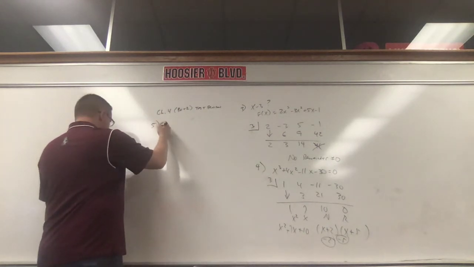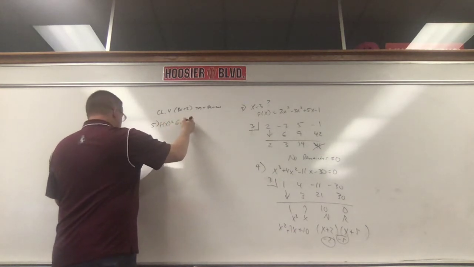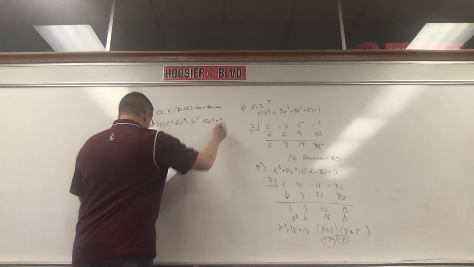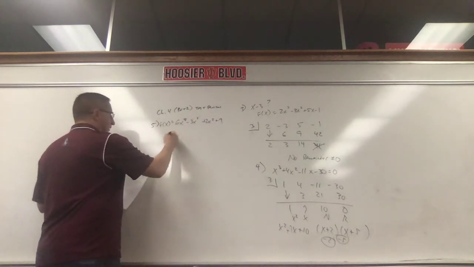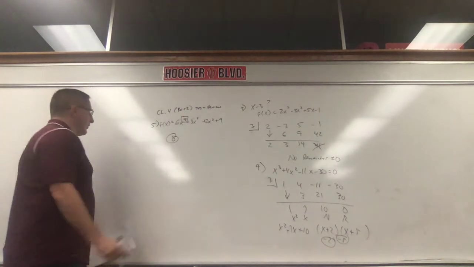Number 5. You can't miss this one. It says f of x equals 6x to the 8th minus 3x to the 4th plus 2x squared plus 9. Okay, how many total solutions? 8. How do I know that? It's the highest power. That's all I gotta do. There's no work to show on that. You can't miss that one, guys.